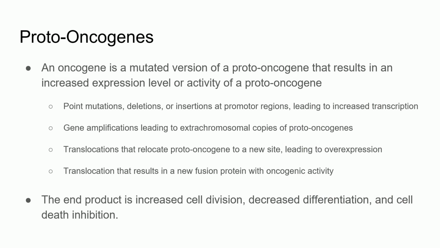Proto-oncogenes are normal genes in the body. A mutated proto-oncogene results in an oncogene, which promotes tumor growth. These are often the targets of cancer therapy drugs, as these genes tend to be potent driver mutations. The ultimate outcome of an oncogene is increased proliferation, decreased differentiation, and inhibiting normal cell death mechanisms. Only 1 copy of a proto-oncogene needs to be mutated to cause cancer.